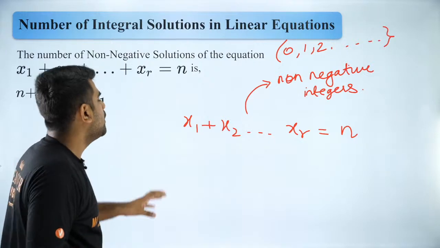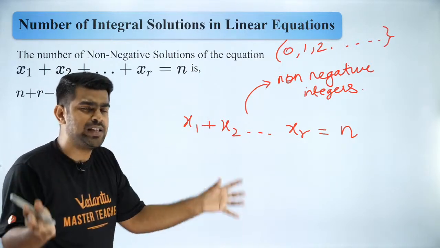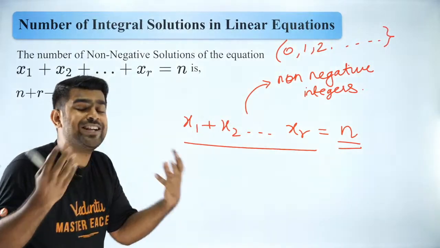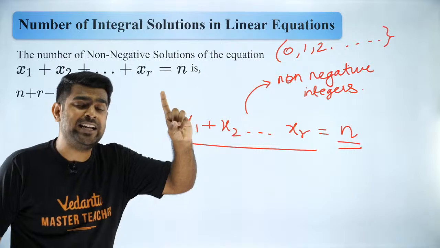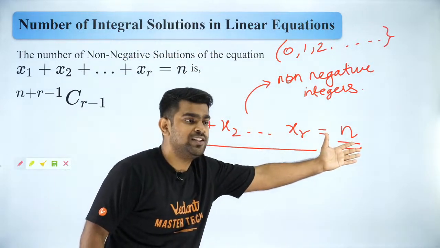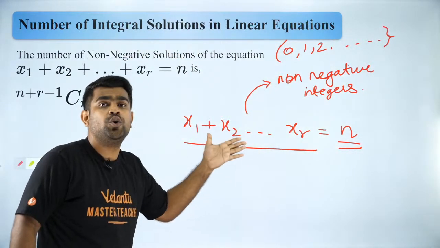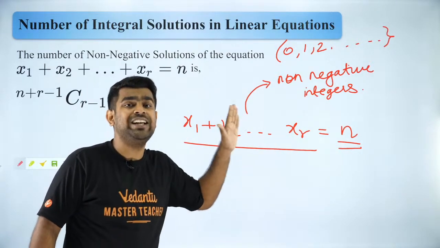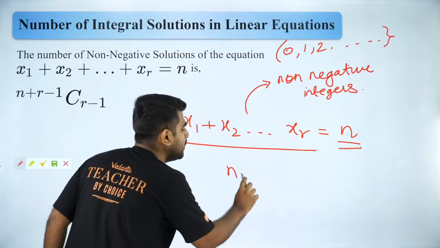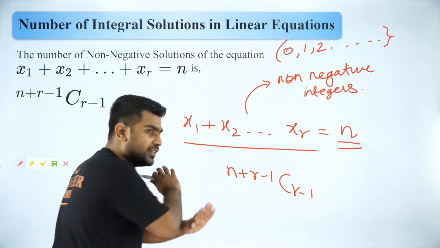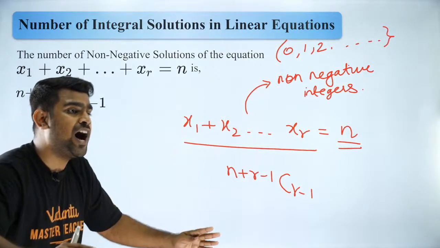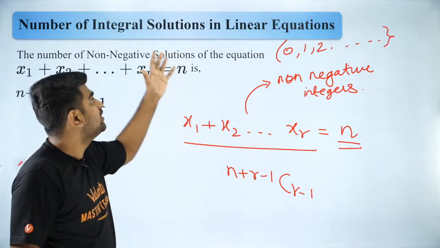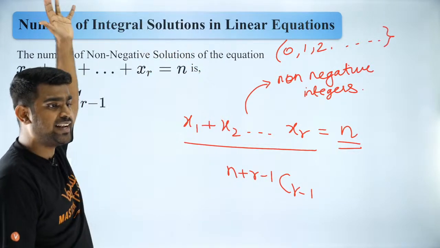Very good. So can I say this is very similar to distributing n coins to r beggars? Because the beggars can get 0 coins, 1 coin, 2 coins, or up to n coins. So it is very similar to distributing n coins to r beggars. So the number of integer solutions to this will be n plus r minus 1 C r minus 1. That's it. That is how you understand how this linear equation can be connected with Beggar and Coin.